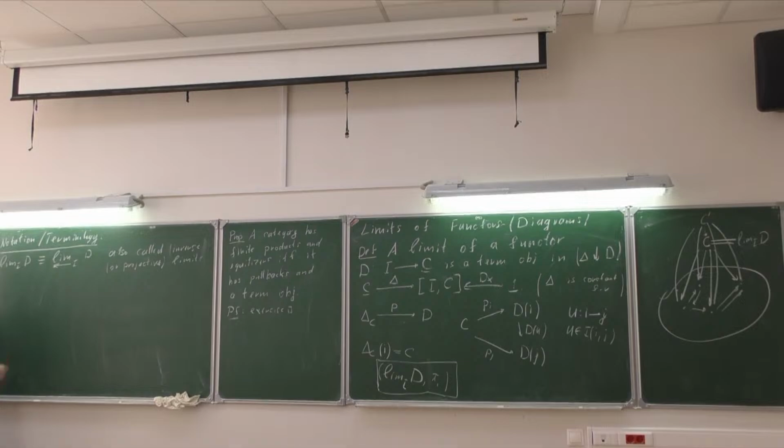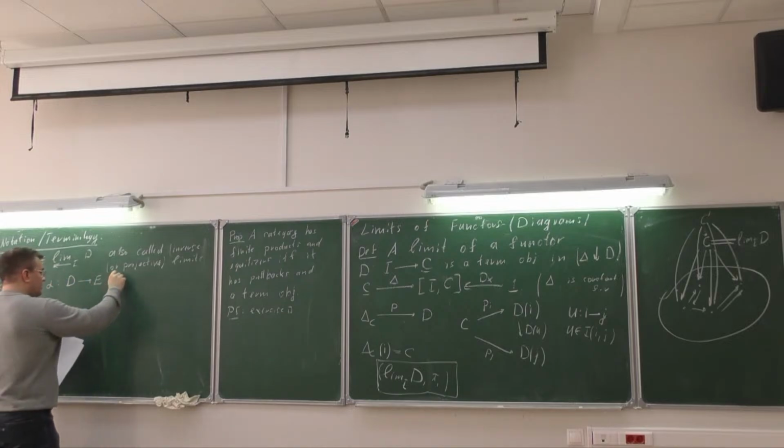And another remark, which can relate the limits and the adjoint functors, is the following. So let alpha from D to E be a natural transformation of functors.